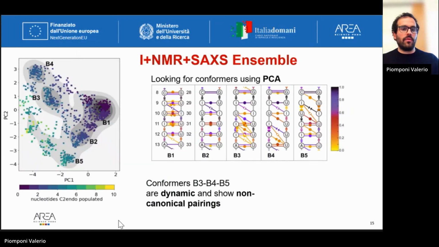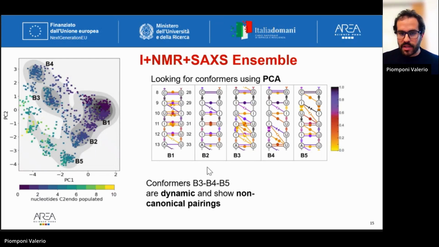Another thing that I tried to do was to look for conformers in these ensembles. And I did that by performing principal component analysis. And this analysis allows us to individuate 5 basins, 5 clusters here. And I'm showing these clusters with this dynamic secondary structure representation, where the color of this arrow shows you how much the pairings are populated.